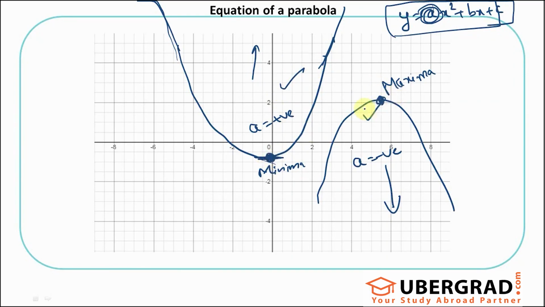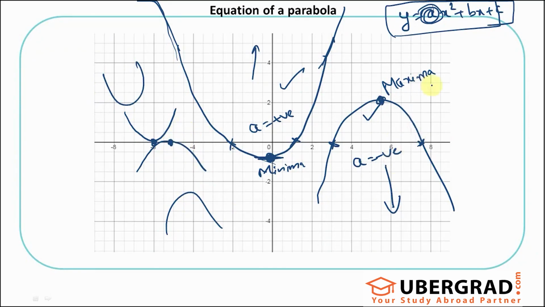Next, you can also see that the parabola can cut the x-axis at 2 points. Here also I'm seeing 2 points. Sometimes it cuts only at 1 point, something like this, or something like this, where the maximum itself or the minimum itself touches the x-axis, so it cuts at only 1 point. Or I can have a curve like this or this, which does not cut the x-axis at any point. That is also a possibility.